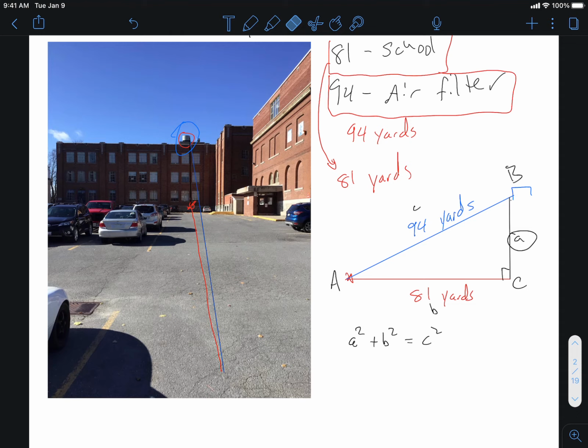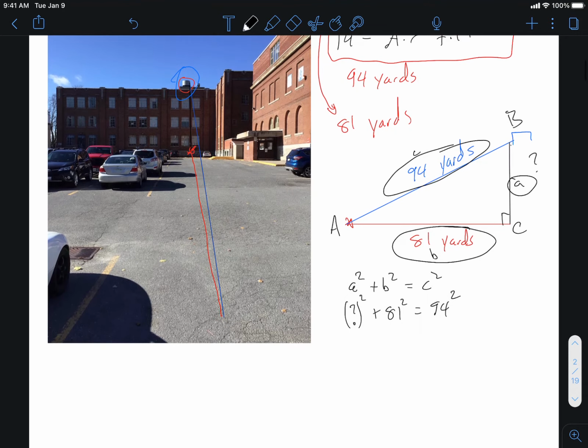Okay, so a squared, that's what we want to know, right? That's the question mark, a squared. So you could even say, if you don't like the variables, question mark squared plus what's b squared? B was 81. And C was 94. All right, we just got to solve now, like every other question that we've done.